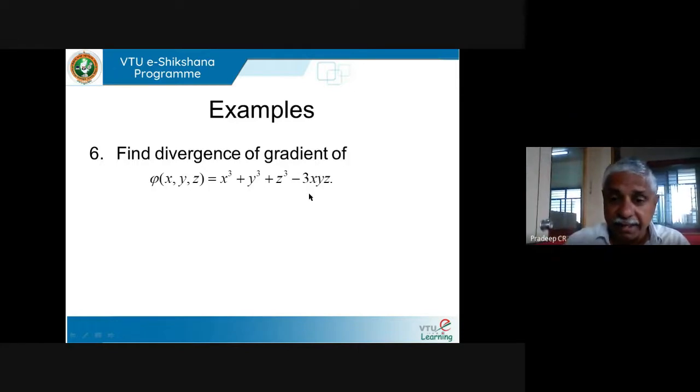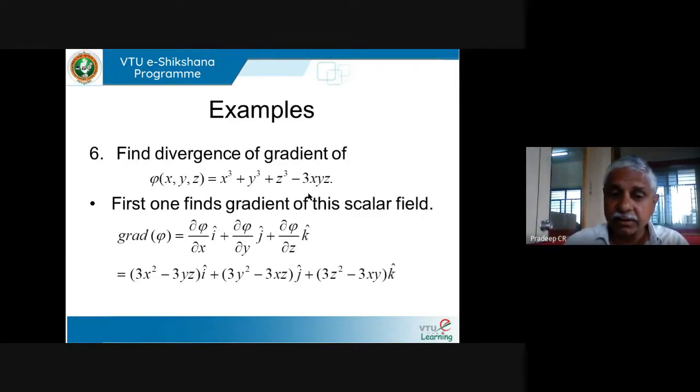How do I find the gradient of this? I know the definition. If this is phi(x, y, z), find del phi by del x, del phi by del y, del phi by del z, and put them with i, j, k. When I take del phi by del x, that means I differentiate this with respect to x. I'll get 3x squared, the other two terms are 0, and I'll get minus 3yz. So that's what I have written here, 3x squared minus 3yz times i.